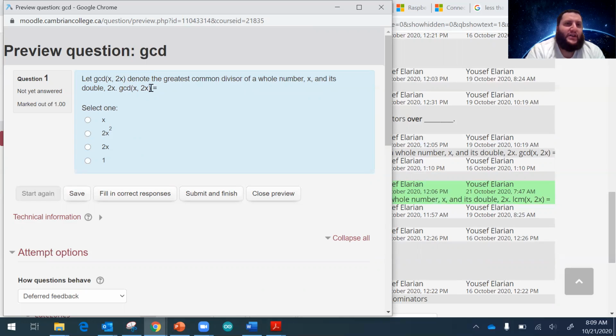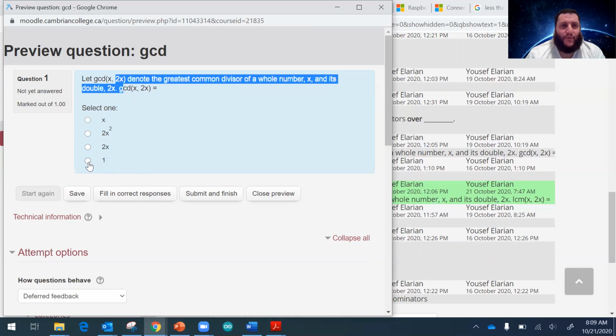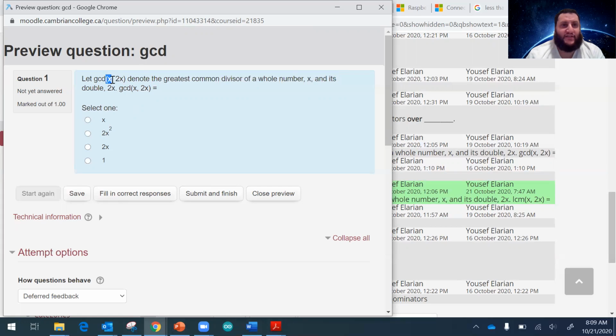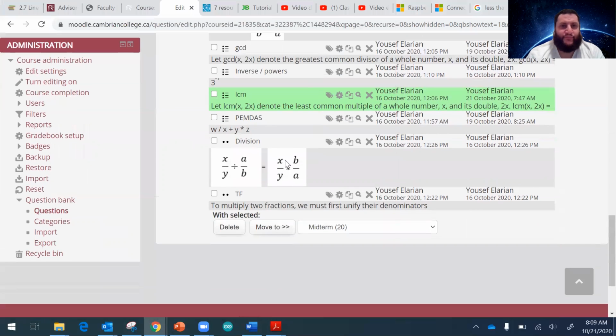It cannot go. But even if you don't know this, if you do know the concept of greatest common divisor, you know that you need a number that divides both x and 2x. One divides both, but it's not necessarily the greatest common divisor. 2x does not divide both. 2x squared does not divide both. X itself is the greatest divisor for x, and it's one of the divisors, the middle divisor of 2x. This is the answer.